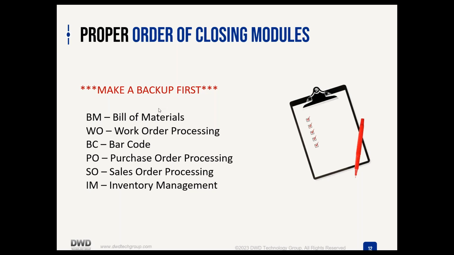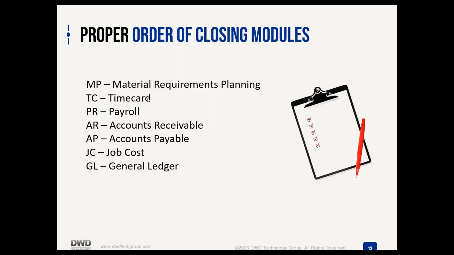And then as we move into the core accounting modules, we'll see things like the material or inventory requirements planning. Time card and payroll kind of live together today, so those would effectively close at the same time. Receivables, payables, job cost. If you're using job cost, that actually is next to last. And then the general ledger module is the one that we always close last.